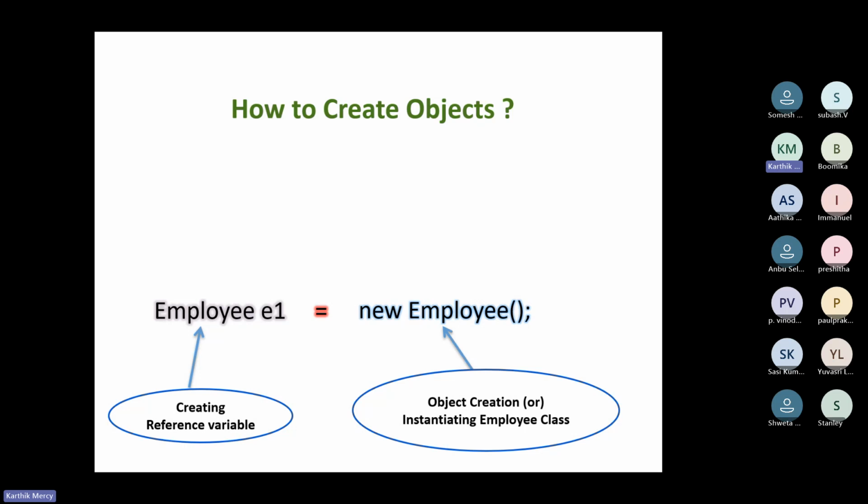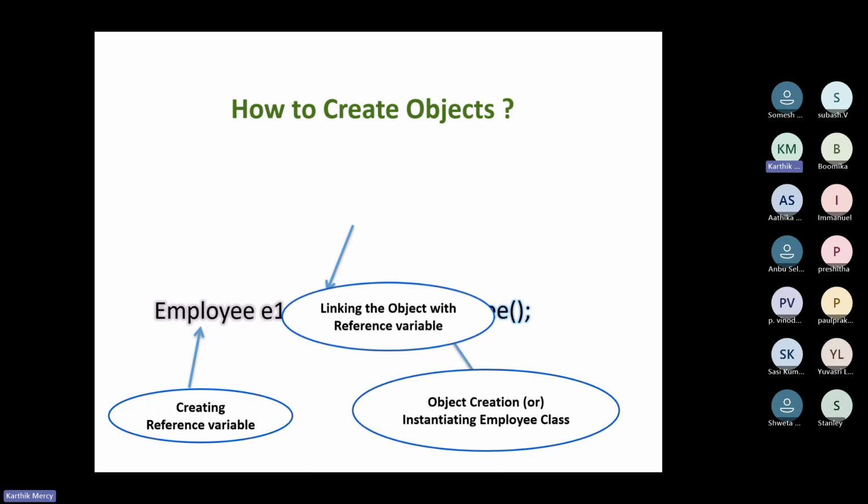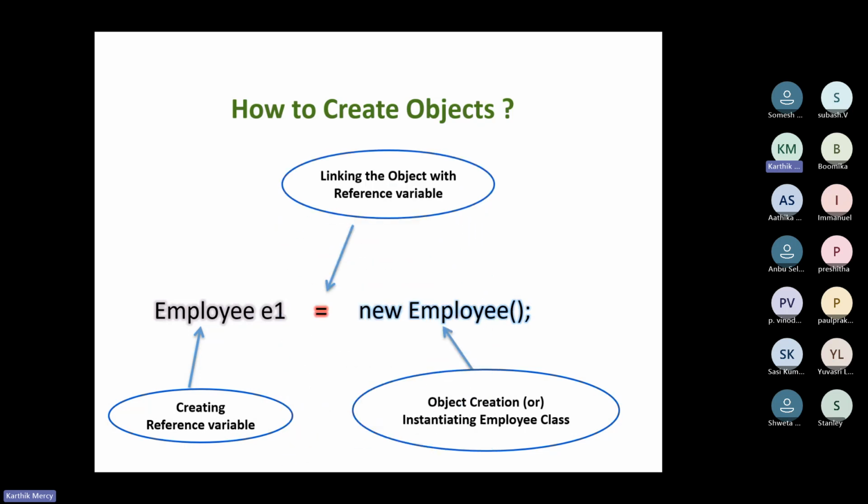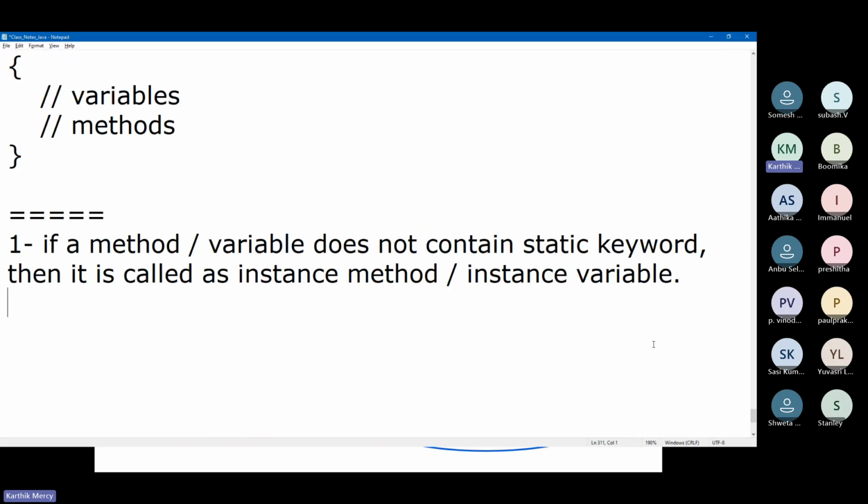Now, what is this equal sign for? Equal to plays a very important role. What is that important role? That important role is linking the object with the reference variable. So these three are very, very important points, guys. Let me quickly go and take them in the notes so that you'll be even more clear. So, object creation.